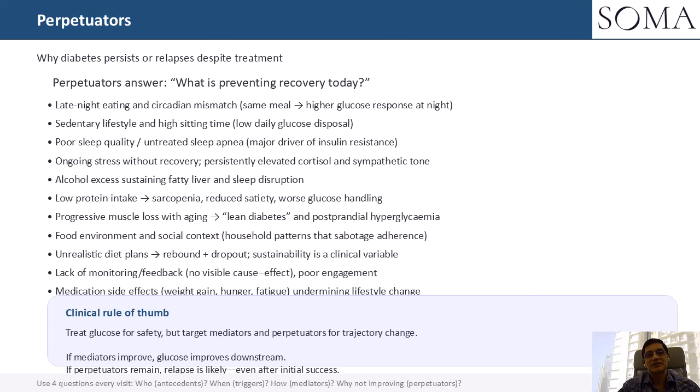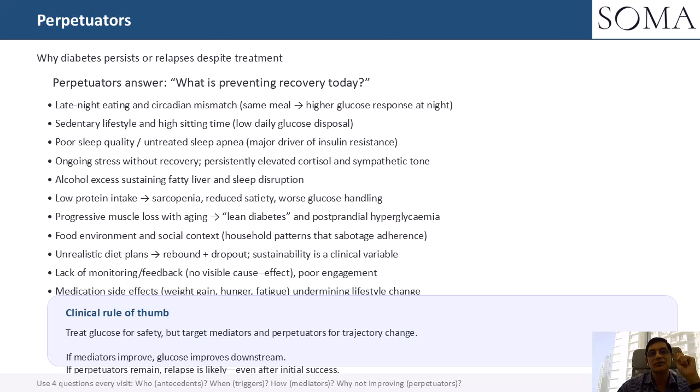So let me give you a simple way to use this clinically. Ask 4 questions in every diabetic patient. Number 1, what made this person vulnerable? Antecedent. Number 2, what pushed them over the edge? Triggers. What was the trigger? Number 3, what is driving the dysglycaemia right now? Mediators. What are the mediators? And 4th one, what is stopping recovery today? Perpetuators. All 4. You must have all these 4 answers in all patients on an individual basis.